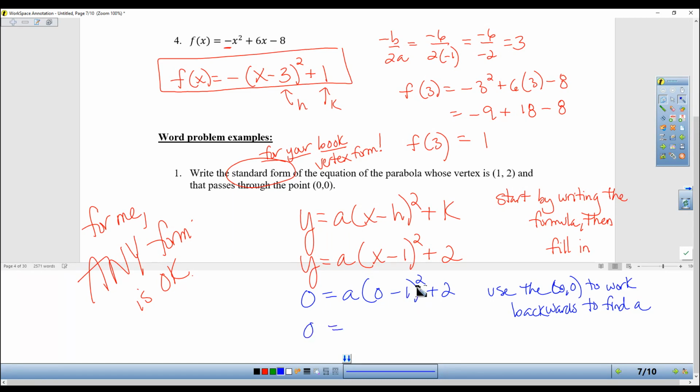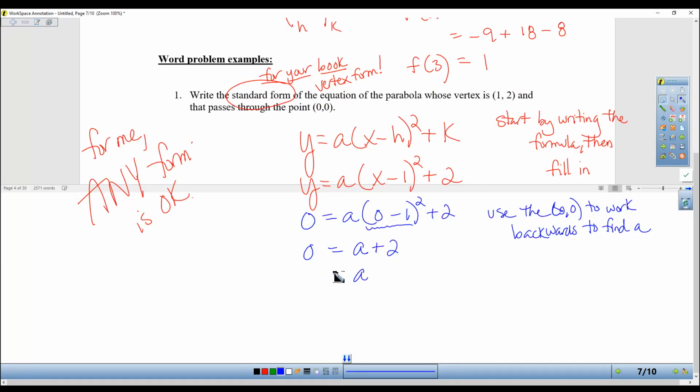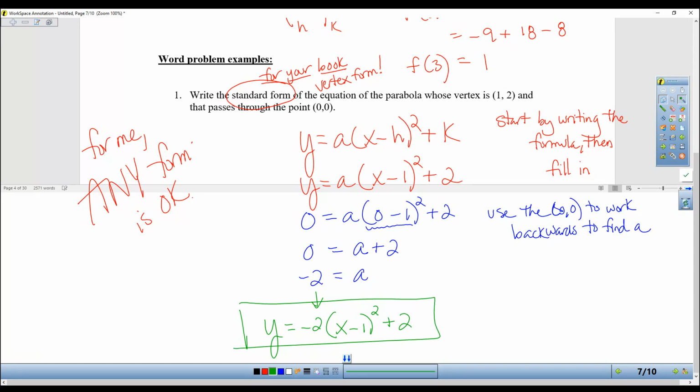0 is equal to, so negative 1 squared is 1 times A is just A. Be really careful here that you don't do negative 1 squared, add 2, and then multiply by A. The only thing being multiplied by A is this part; it goes with the A, not the 2. So A is equal to negative 2. And now I can put that in my final answer. Y is equal to negative 2 times x minus 1 squared plus 2. That's how you would find A.